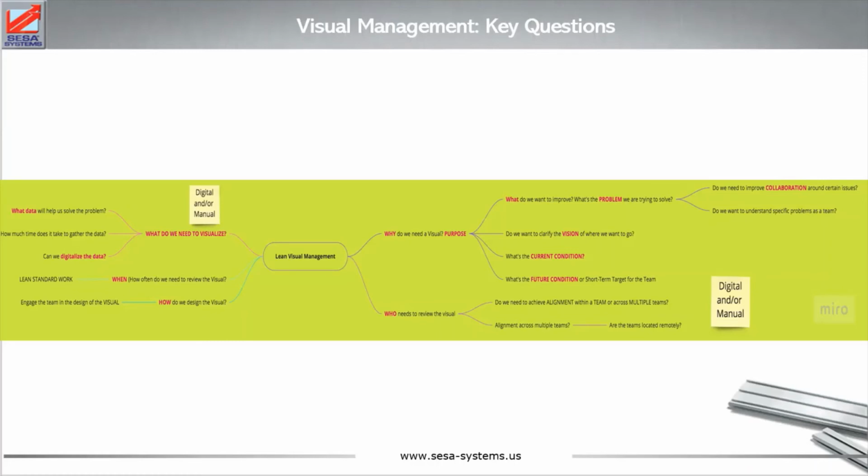And this standard work is one of the key elements of the lean culture. People actually make a habit of looking at the visual together, where they can solve the problems together by looking at the current condition versus the target, and what are the items that we need to focus on, so that in the long term, we can materialize that vision.